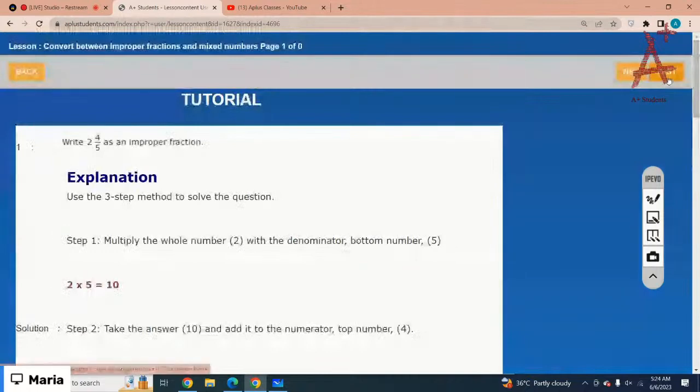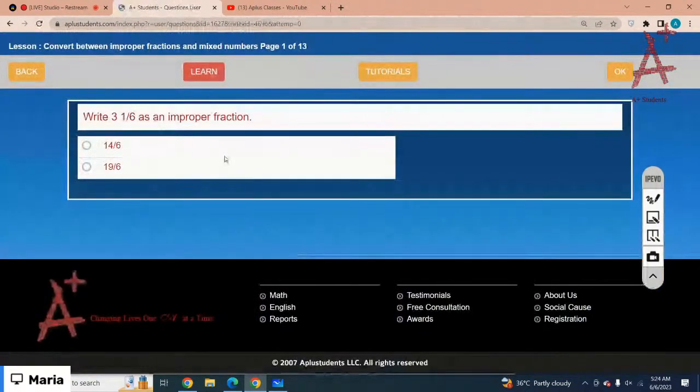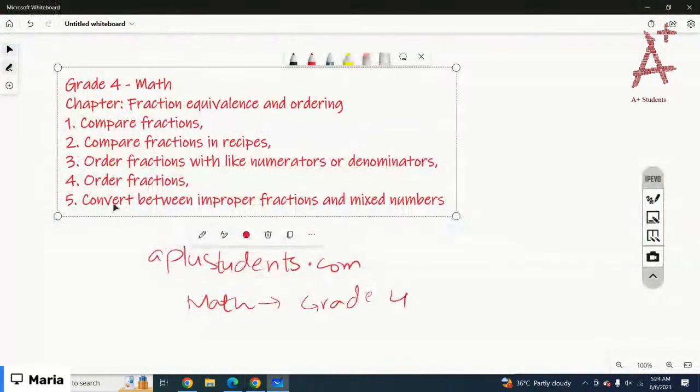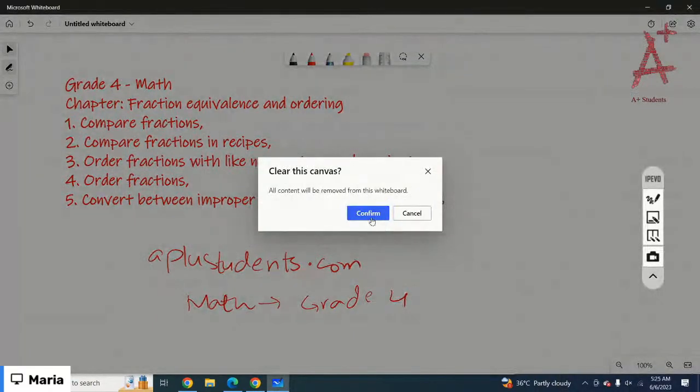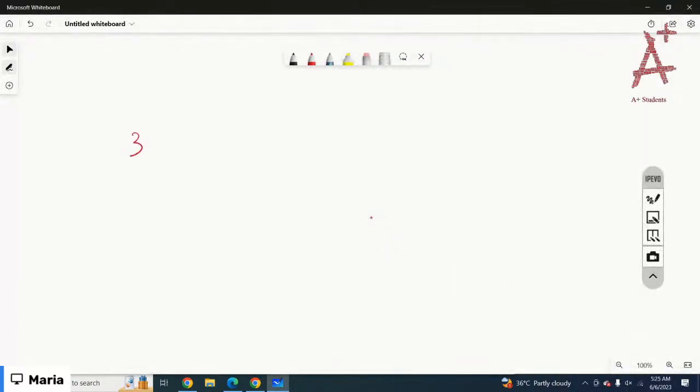Let's just start with the practice questions. So you have to do 3 whole 1 over 6. The first step is you have to multiply the whole number and denominator.